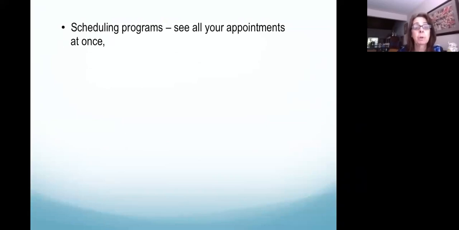So for a visual processor, it's important when you're scheduling programs and scheduling things, your calendars, you want to see all the appointments at once. You don't want to just see the appointment that's coming up next. You want to see the whole day, the whole week, maybe even the whole month. So for you, things like a month at a glance calendar is really helpful to you because you can see what the whole picture is of what's coming up.